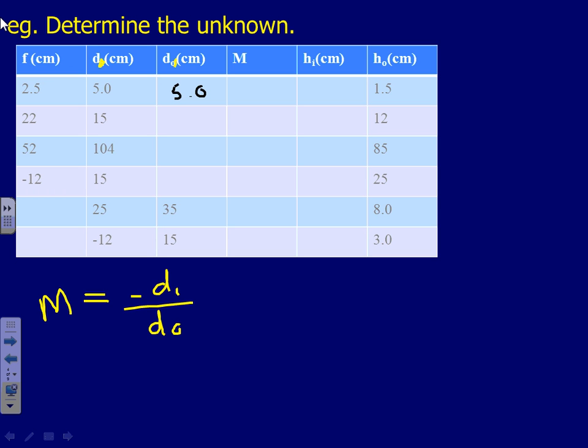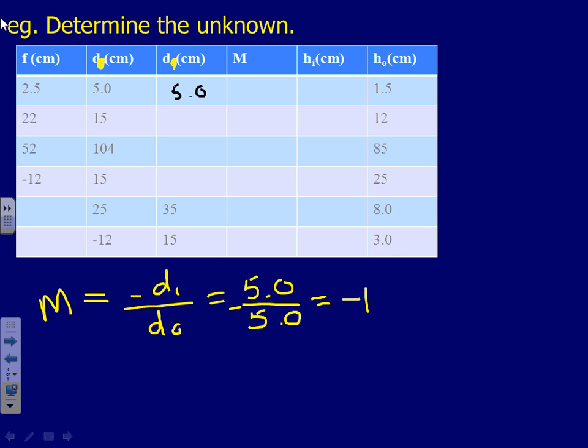Let's now put the numbers in. We don't need the inverse button for this. di is 5. do is 5. It's the negative of what that is. So what's the magnification? -1. What does the negative mean? It's virtual, and what else does it mean? It's inverted. It's upside down.